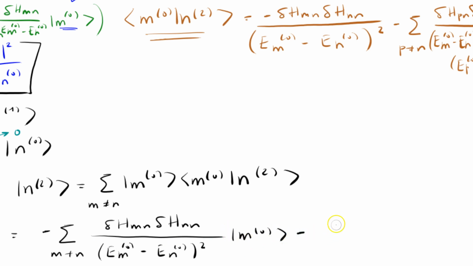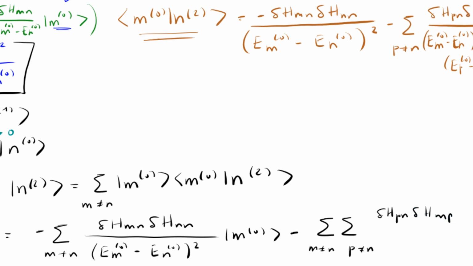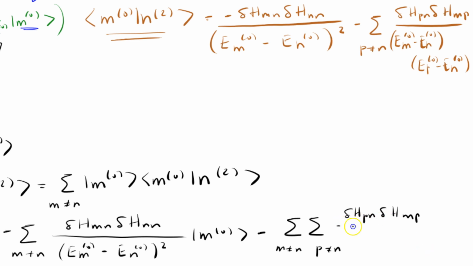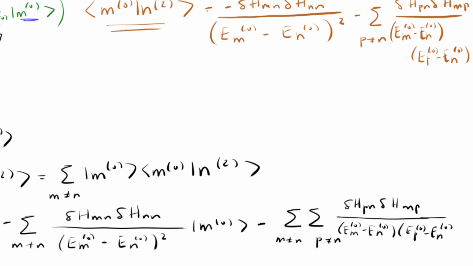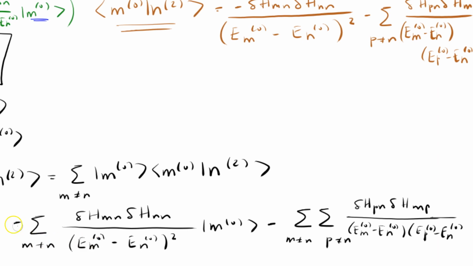Okay, and then one more term, minus. Now we're going to have a double sum, right? The first sum is going to be over all M, and the second sum is going to be over all P. And this is going to be delta H P N and delta H M P, right? Just from that guy on the right over there. All over EM0 minus EN0 times EP0 minus EN0. We did it. It wasn't that hard. It was just a lot of brute force, right? This is our second order energy.